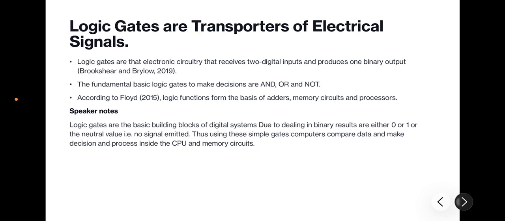Logic gates are transporters of electrical signals. Logic gates are electronic circuitry that receives two digital inputs and produces one binary output. The fundamental basic logic gates used to make decisions are AND, OR, and NOT. According to Flood, logic functions form the basis of others, memory circuits, and processors.